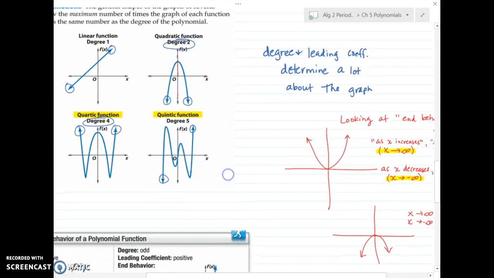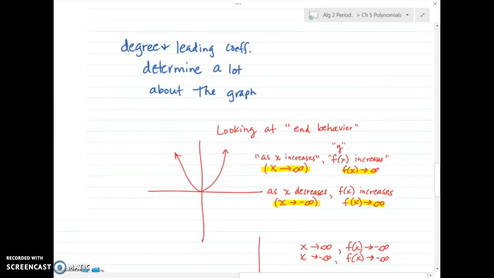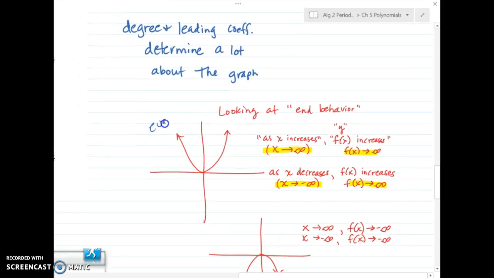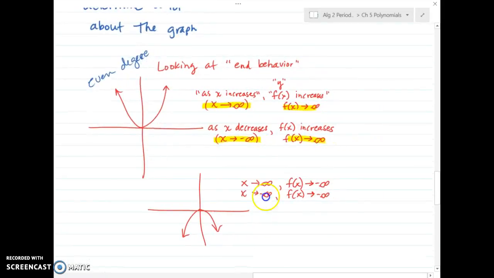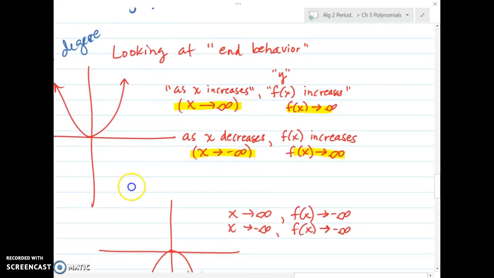All right. So the degree and the leading coefficient determine a lot about the graph. We knew that with our parabola, it's even degree, so both ends are up or down. And we know they're both up when it was positive and both down when it was negative. So I'm going to show you this notation, and then I'm going to kind of leave you alone to let you read through the notes and look.